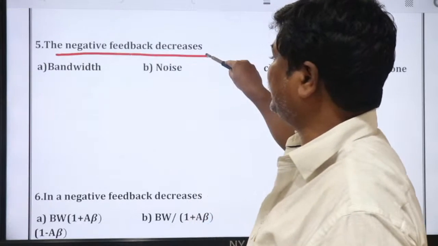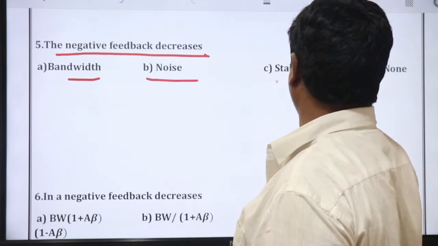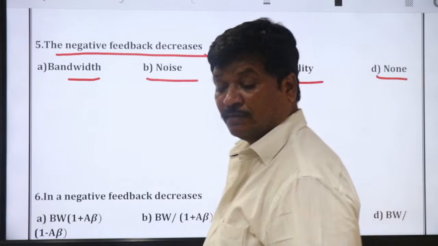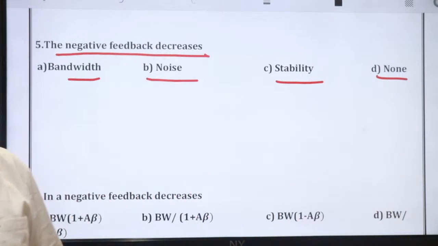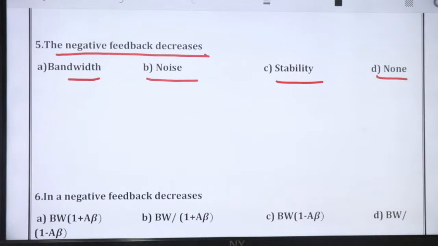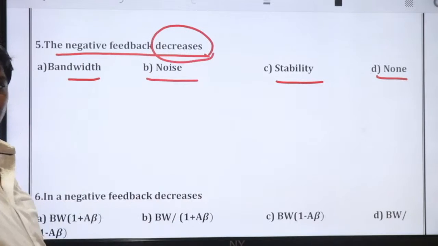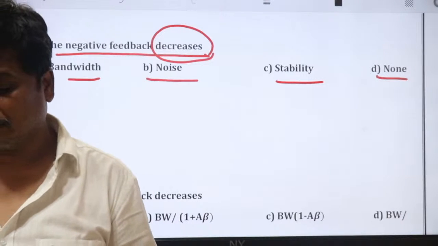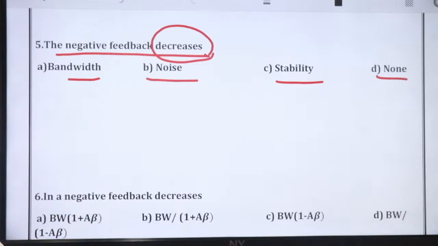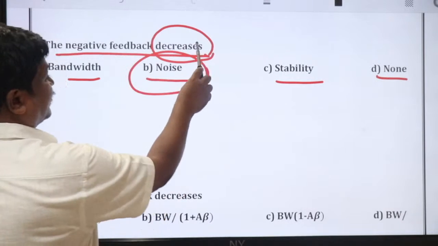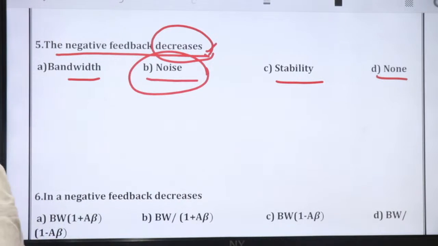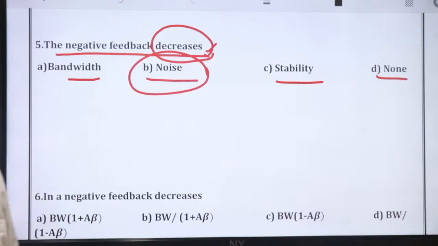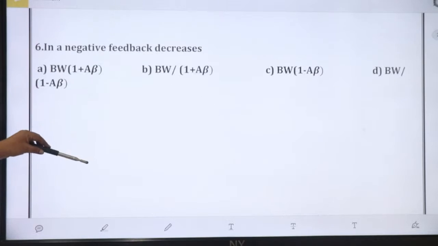The negative feedback decreases bandwidth, noise, stability, and none. Very easily you have to answer. Gain is not available here. Which decreases? Only 5 points. If you remember, you can answer easily. Noise decreases. Distortion decreases. It increases the stability and increases the bandwidth. Noise decreases. I hope you understand this. Next.